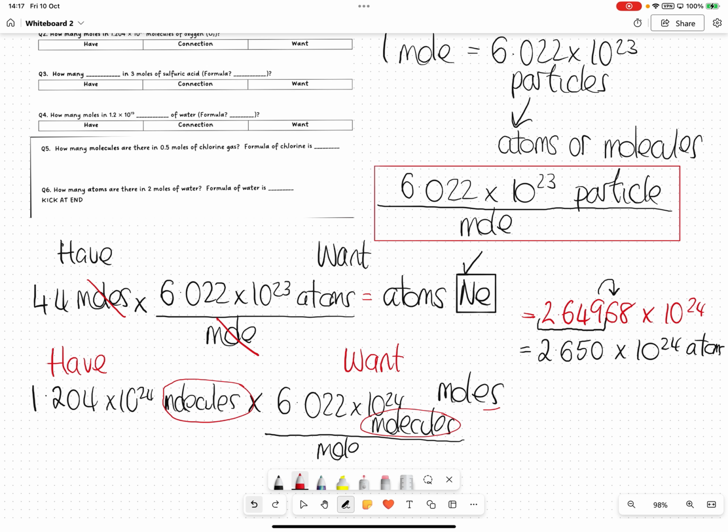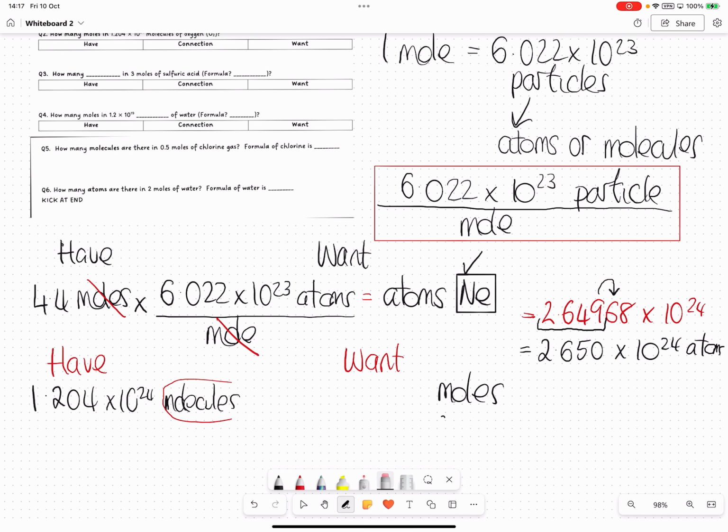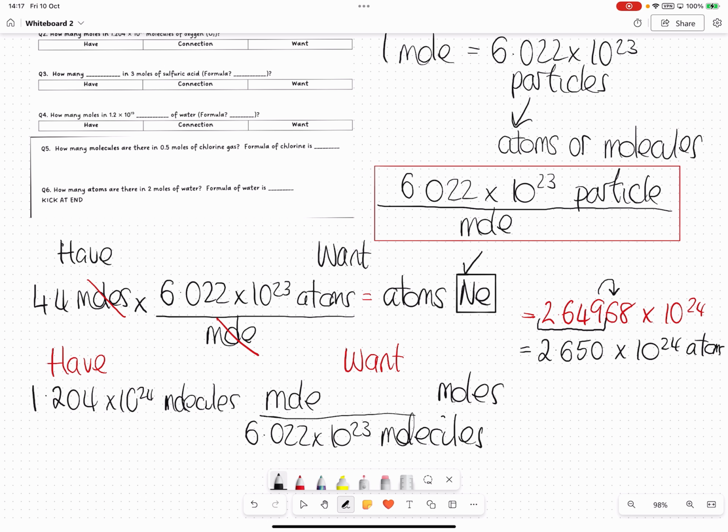So I have to now rearrange my conversion factor. So I'm going to do a little bit of erasing here. Okay, so that one didn't work. So now I turn it upside down and I write mole, and I write 6.022 by 10 to the 23 molecules. And when I look across my line now, molecules cancels here, and it leaves me with what I want.